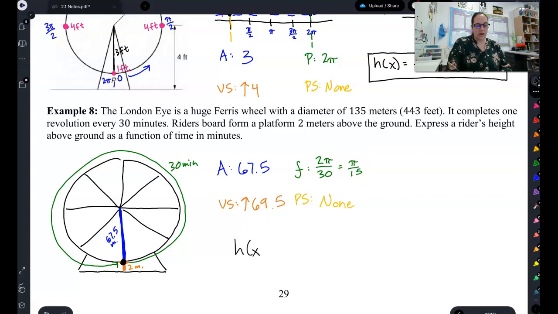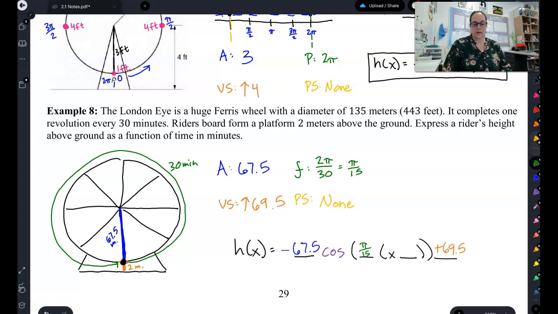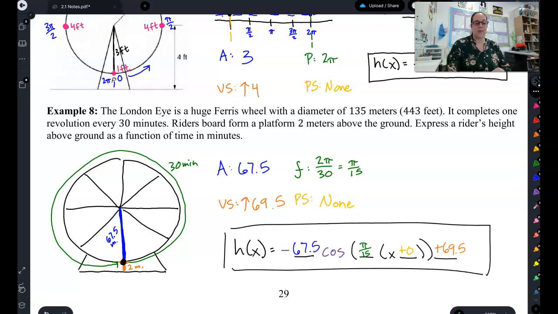So we're going to say our height on this Ferris wheel is, we're going to do a negative cosine, just like we did with the last problem. And we're going to plug them all in. So I have my amplitude, my vertical shift, my frequency, and my phase shift. And that gives me an equation for the height, how far I am off the ground at any single point on this Ferris wheel.